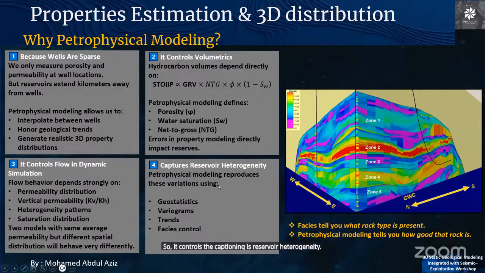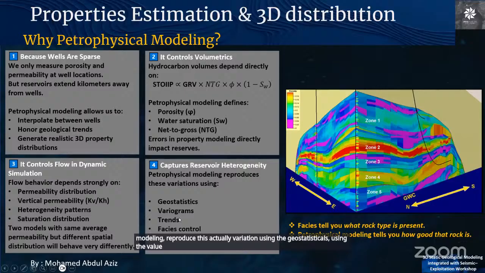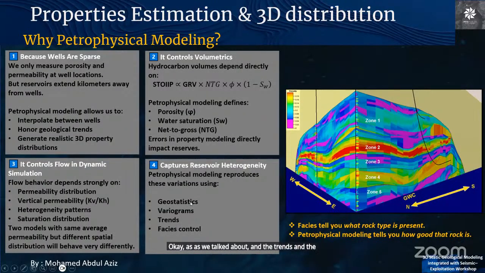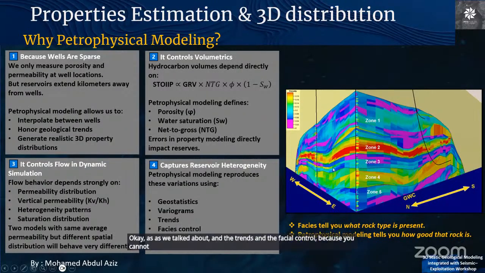Petrophysical modeling reproduces this variation using geostatistics and the variogram algorithm, as we talked about, and the trends and the facies control. You cannot go for petrophysical modeling until you finish your facies modeling, because the facies tells you what rock is present, but the petrophysical modeling tells you how good that rock is.